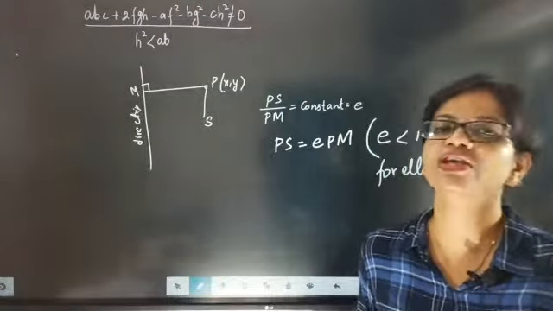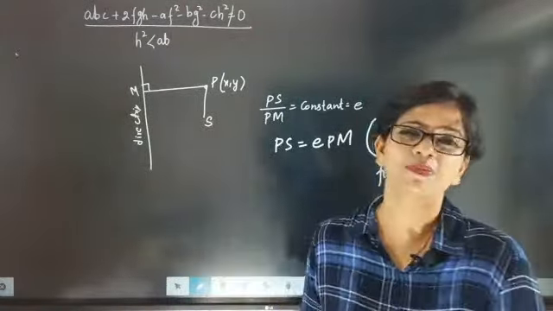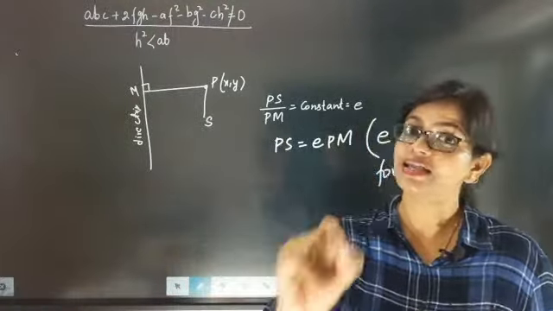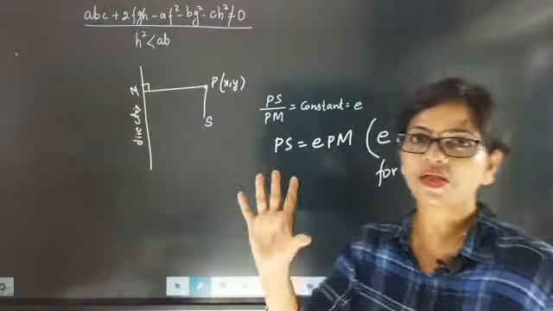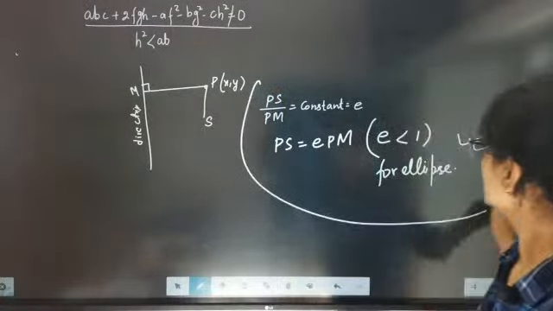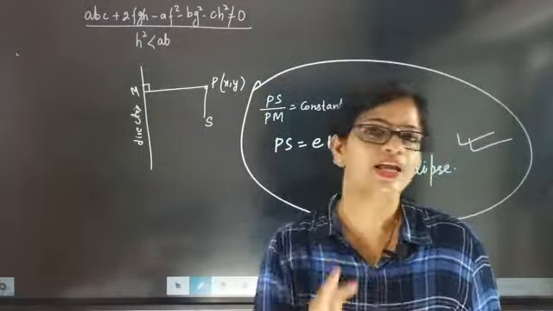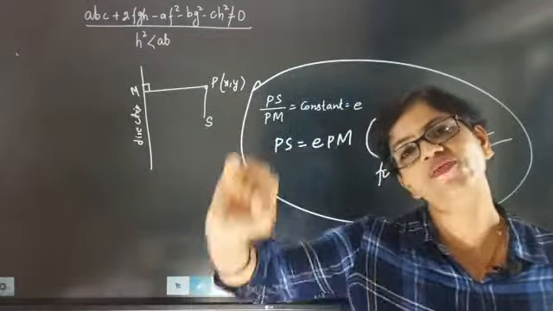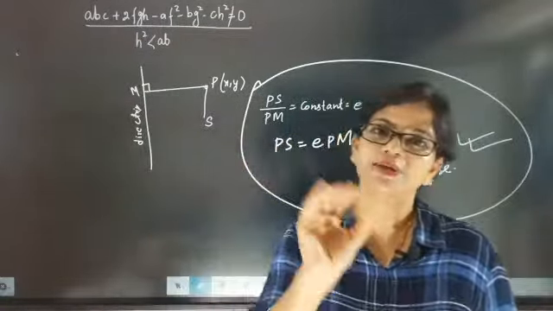So only this definition is more than enough to remember: PS by PM will be equal to e, and e will be less than 1. This is the condition for an ellipse. So this part is the bone for the ellipse. That's it, and no more things you have to remember. Whichever content I am going to discuss now, that point is enough.